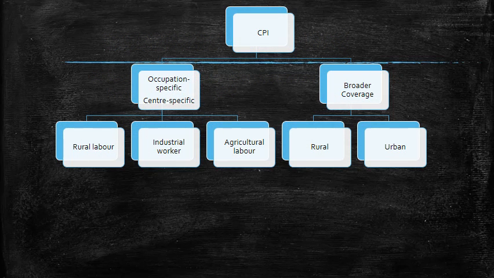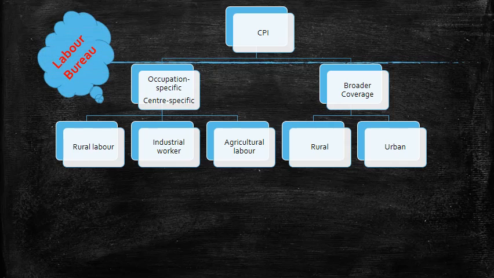Now, CPI are of different kinds. On the left, you can see occupation-specific and center-specific CPI. This is what was prevalent in India till a while ago. So we used to have a CPI rural labor, CPI industrial worker, CPI agricultural labor, which meant we had three baskets. One which represented the rural labor. So what is the rural labor consuming in a typical basket? Second was industrial worker. What a typical industrial worker is consuming, and agricultural labor similarly. And we used to track price changes in these baskets to get these CPI figures. This was done by the Labor Bureau.